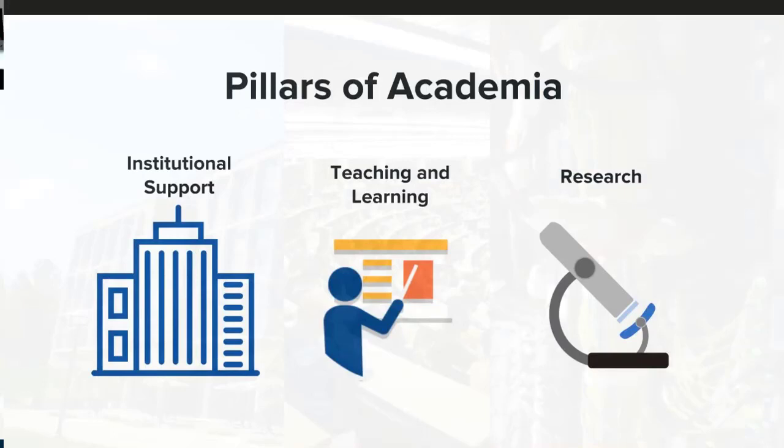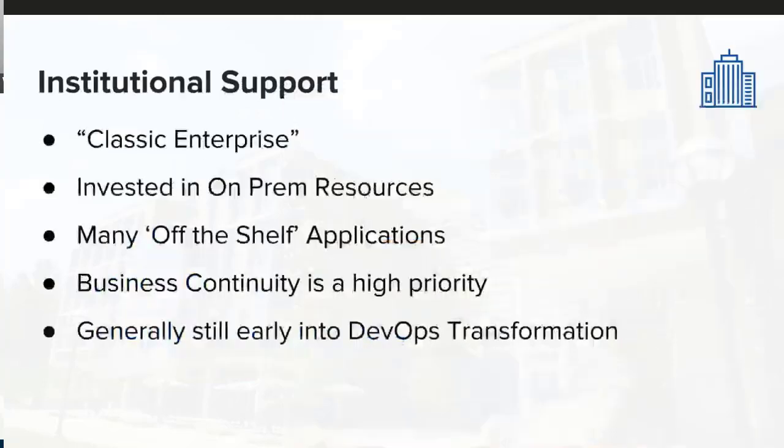So there are really three pillars of academia, at least when it comes to the IT side and what can be applied to CNCF. You have institutional support, which is your central IT, teaching and learning, which Chris will be able to talk significantly more about than I can, and then research. Although research could technically be considered optional depending on the educational institution, in general they're dealing with it in some way, shape, or form.